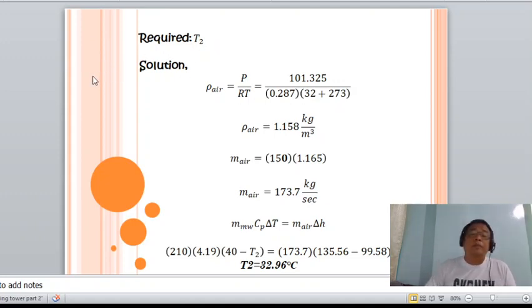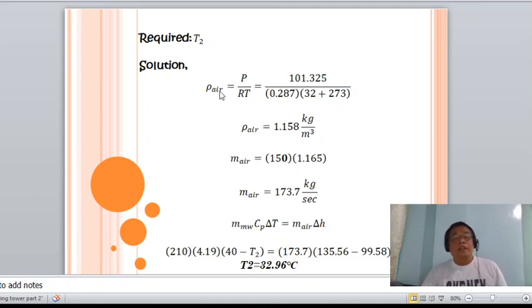So PV is equal to MRT, or density is equal to P over RT. Substituting values, knowing that the pressure is 101.325, the gas constant for air is 0.287 kilojoules per kilogram Kelvin, and the temperature of air is 32, getting the absolute, plus 273, the density of air now is 1.158 kilograms per cubic meter. Okay, so getting now the mass, knowing the density. Density is equal to mass over volume. Okay? So the mass of air now is 173.7 kilograms per second.